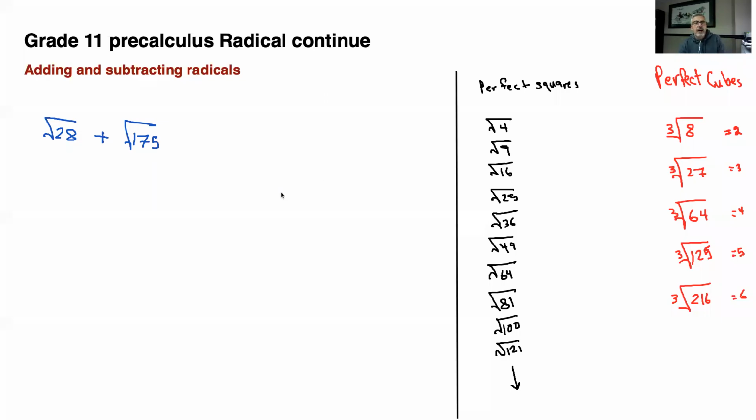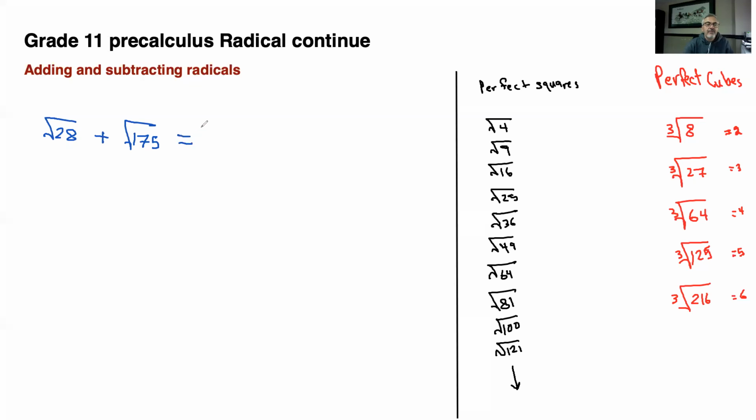Hi again. Adding and subtracting radicals. Continuation to covering the radical section from pre-calc 11. So square root of 28 plus square root of 175 is not simple. You're not going to just add the 28 and the 175. However, we have to change these to mixed radicals, and we hope to get like terms once we do that.